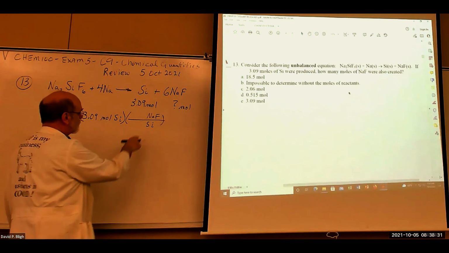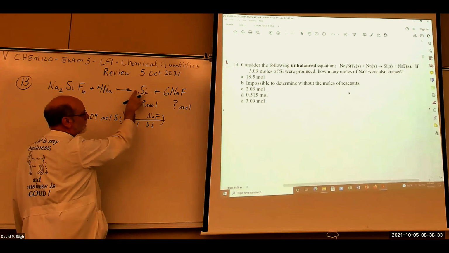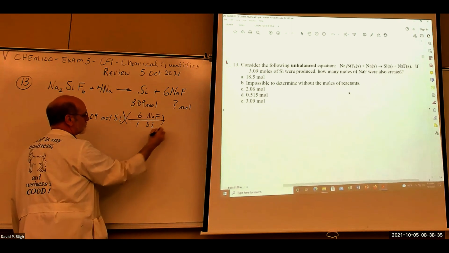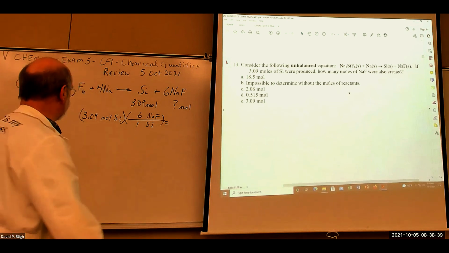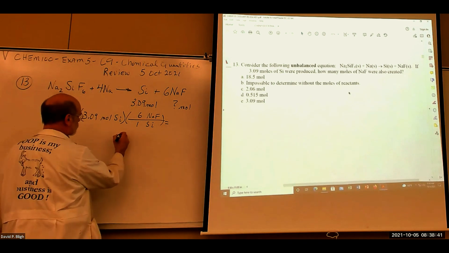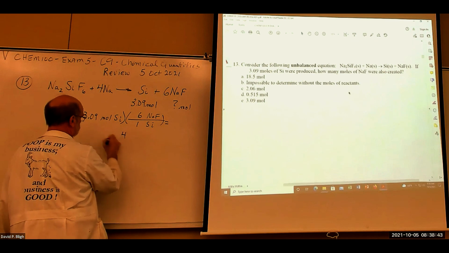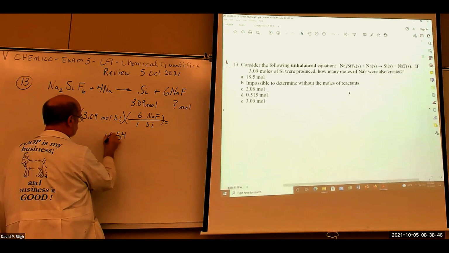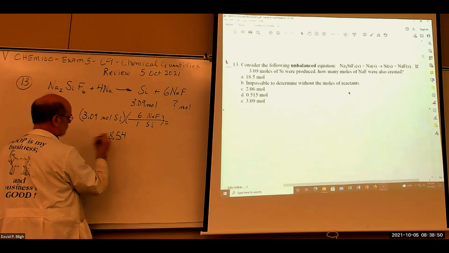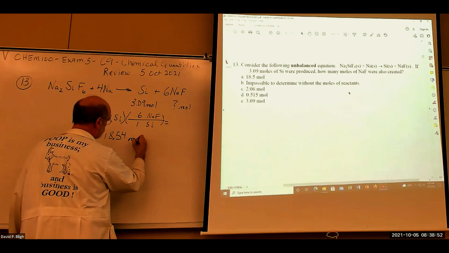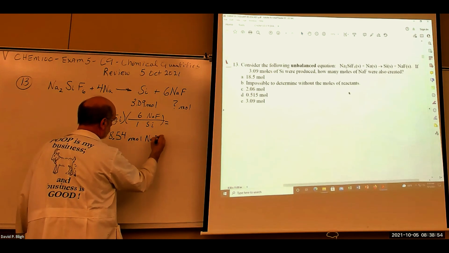Coefficients. Silicon is 1, 6 here. All right, so we just need 6 times 3.09. Maybe I can do that when I get 54.5, 18. Right? 18 moles of sodium chloride.